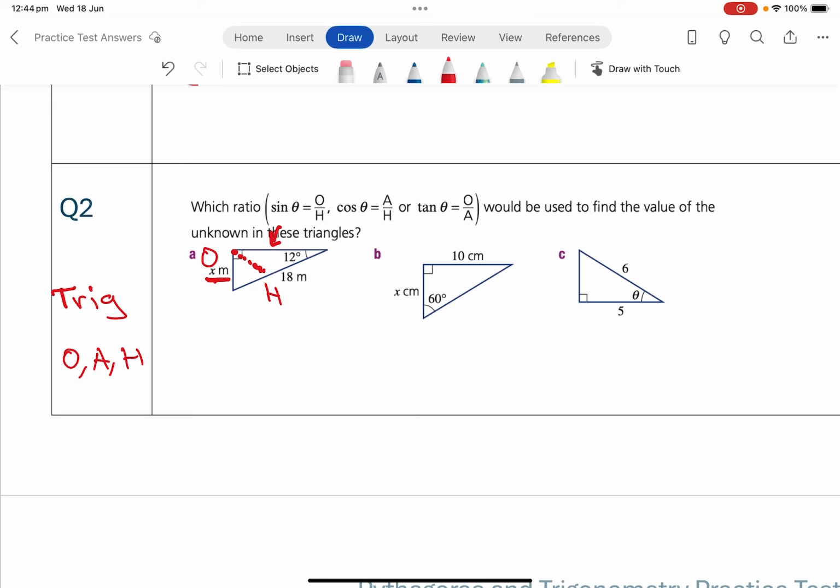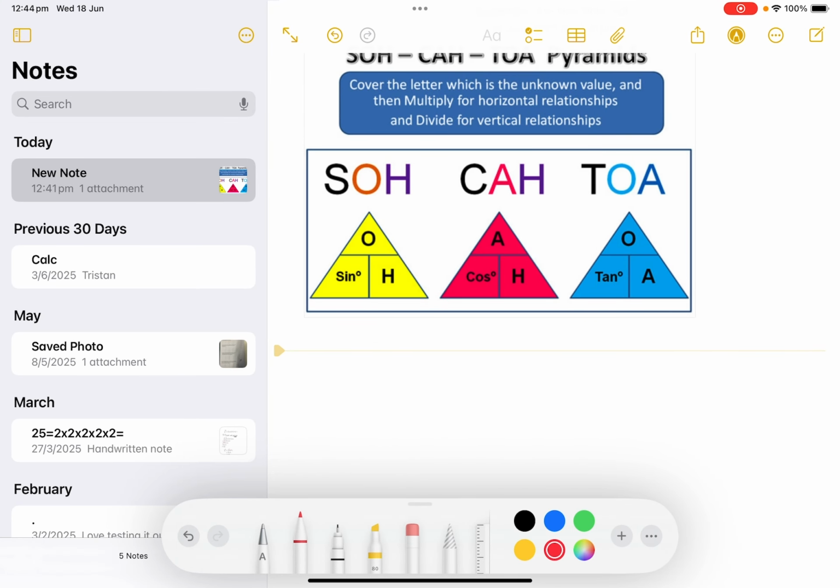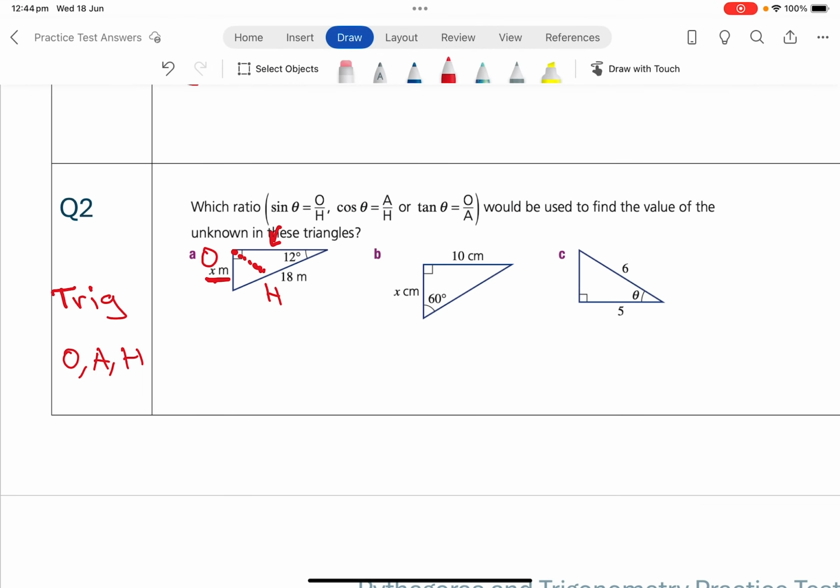Given I have O and H, if I use SOH CAH TOA, like I said, our favorite little jingle, you can see in SOH, it's not letting me draw on top of that picture, but you get the idea, guys. SOH has O and H, which means that we're using sine. Okay, so sine of theta.